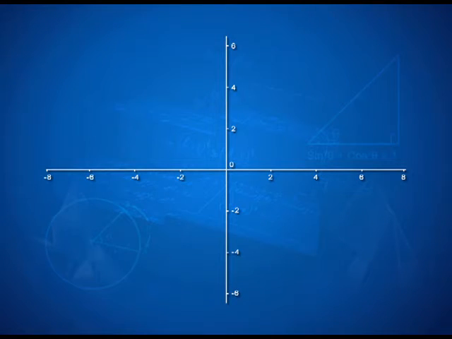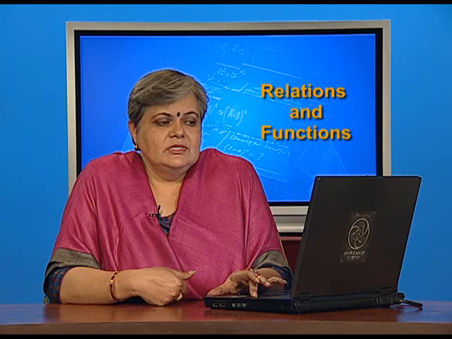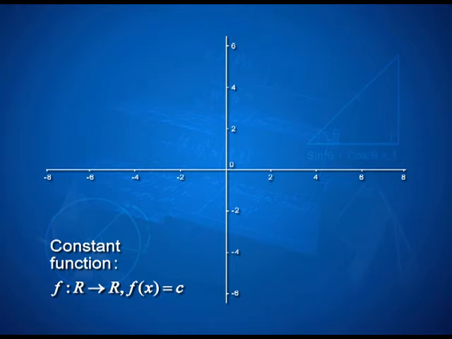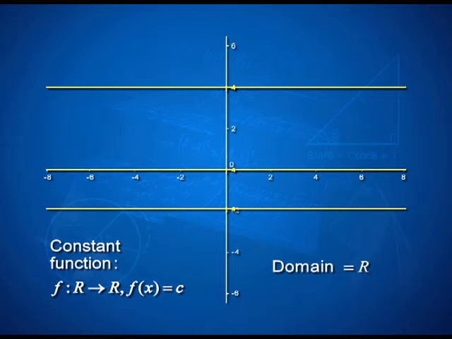Another interesting function is the constant function, again mapped from real numbers to real numbers. f of x is c. c is a constant that can change. So, I can have c to be -2, I can have it to be 4, or I can even have c to be 0. It turns out to be a straight line parallel to the x axis. What is the domain of such a function? Definitely all the real numbers.